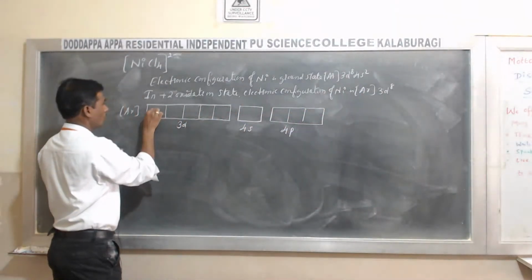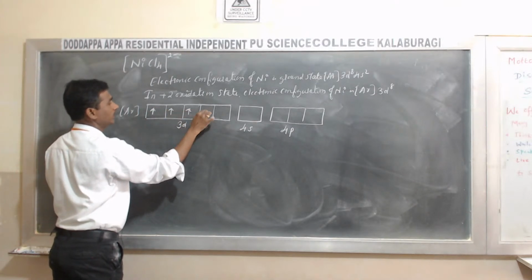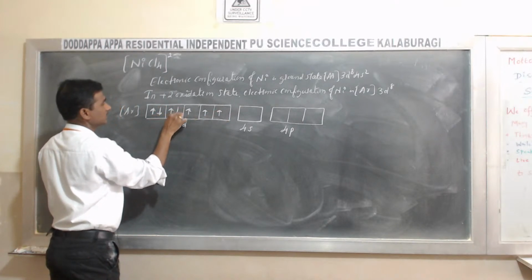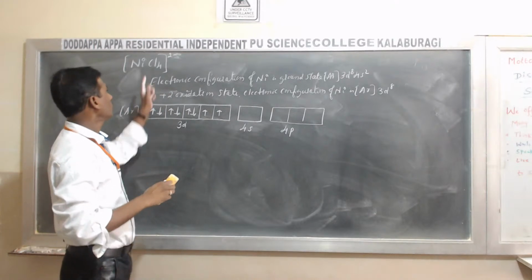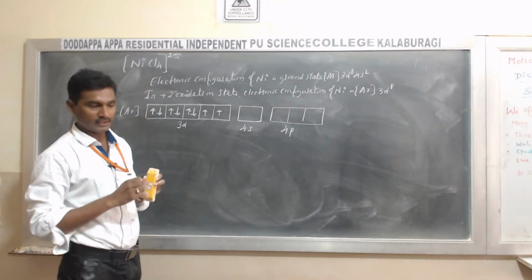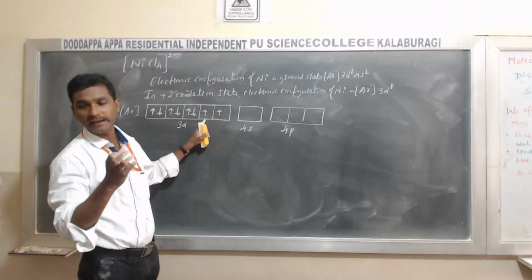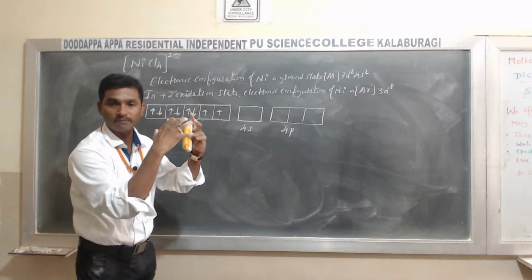Eight, according to Hund's rule. 1, 2, 3, 4, 5, 6, 7, and this one 8. Is it correct? Yes. Chloride is a weak ligand. If it is a strong ligand, spin pairing takes place. Spin pairing means unpaired electrons are forced to pair up.